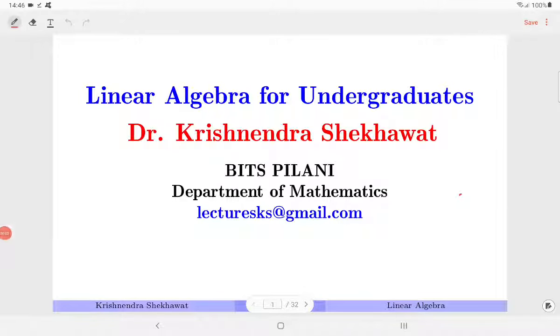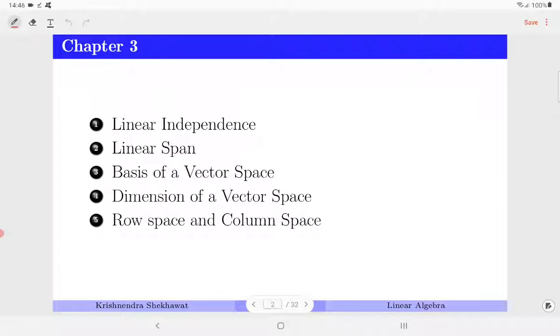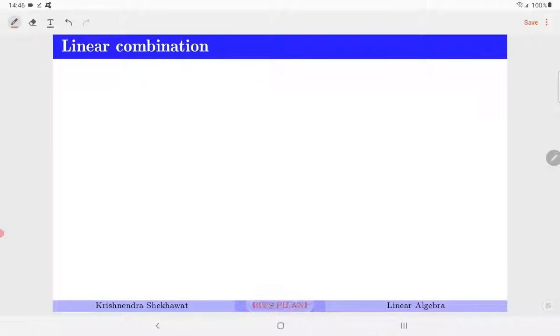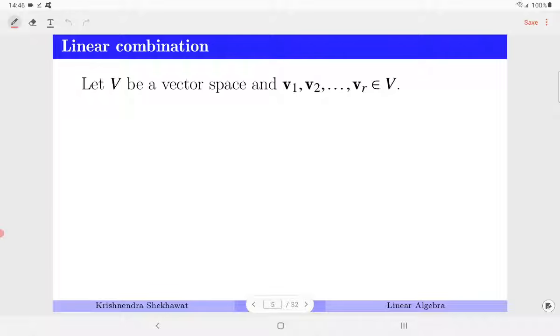Good morning, everyone. In the last class, we covered linear independence. Today, we are going to talk about linear span. First, let's introduce linear combination.